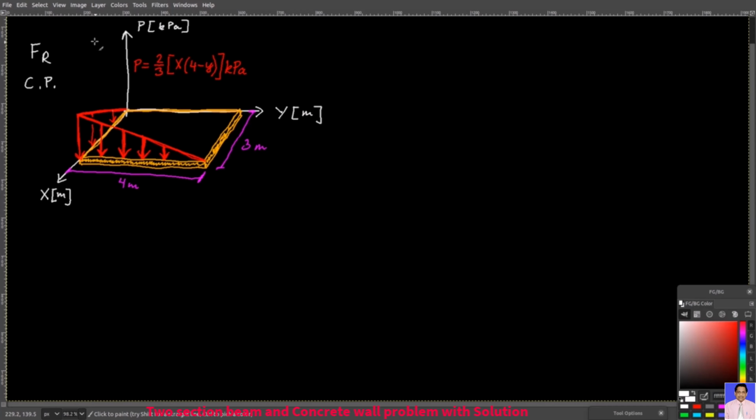Let's now find the total force due to this load distribution and its center of pressure. You have this pressure distribution function here, and what I'm going to do is open up these brackets and parentheses. If I do that, then I will have pressure as a function of x and y equals this result, or even better, this result, in kilopascals.